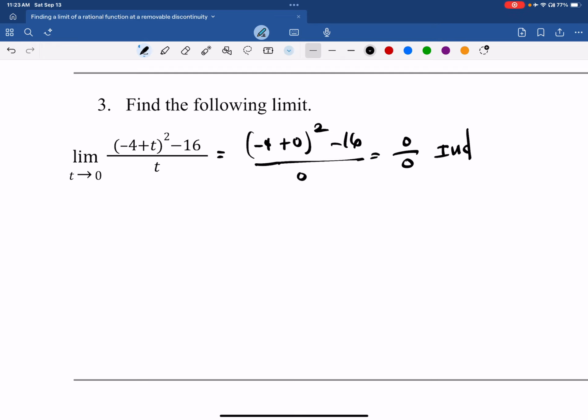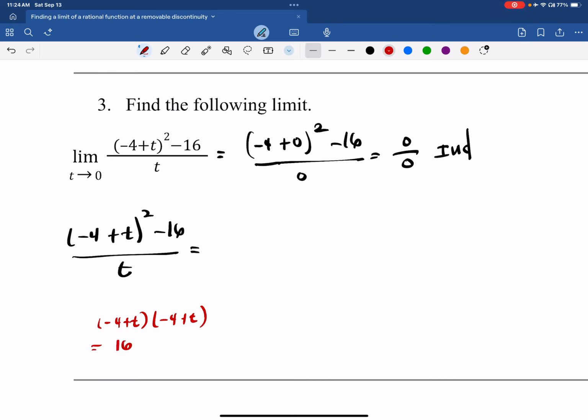It does not indicate that the limit does not exist. So let's look at the original function, see if we can simplify it at all. -4 plus t squared minus 16 all over t was our original function. I'm going to go ahead and FOIL out that top. So if you did -4 plus t times -4 plus t, if I FOILed that out, what would I get? Well, -4 times -4 is a positive 16. Then I'd have minus 4t, minus 4t, and then I'd have plus t squared. I'm going to go ahead and write that in descending order and combine like terms. So I'd have t squared minus 8t plus 16.